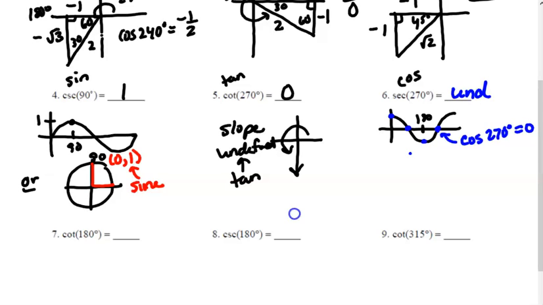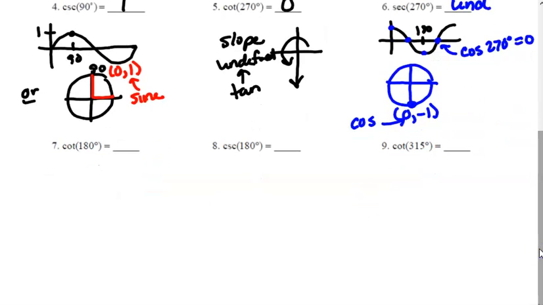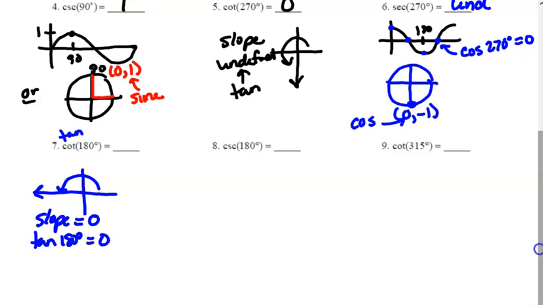I could also do the same thing with the unit circle. I could say right here at 270 the coordinates are (0, -1), and I know that cosine goes with the x-coordinate, so cosine of 270 is 0, therefore secant is undefined. Right, let's look at three more. Cotangent of 180. So I'm thinking of tangent again. 180 is this direction right here, so all the way around here. This has a slope equal to 0. So tangent of 180 equals 0. What does that mean about cotangent? It's undefined.